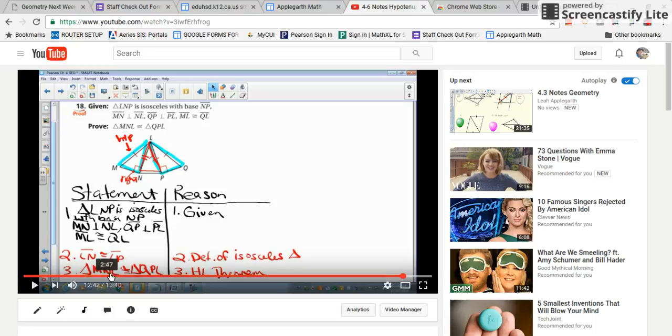And then we can say triangle MNL is congruent to triangle QPL because we have the hypotenuse here is congruent. That's given. We have a right angle. That's given. And then we have this angle LN and LP congruent. So we can say that these two triangles are congruent by hypotenuse leg.